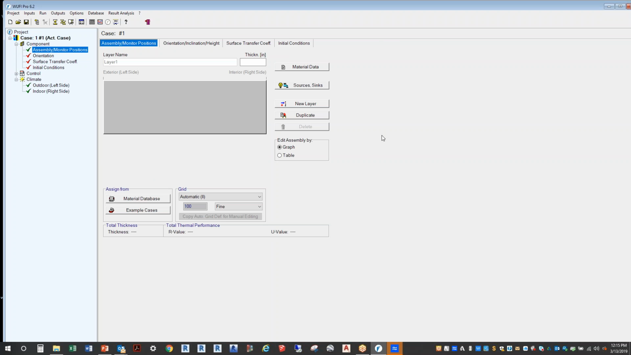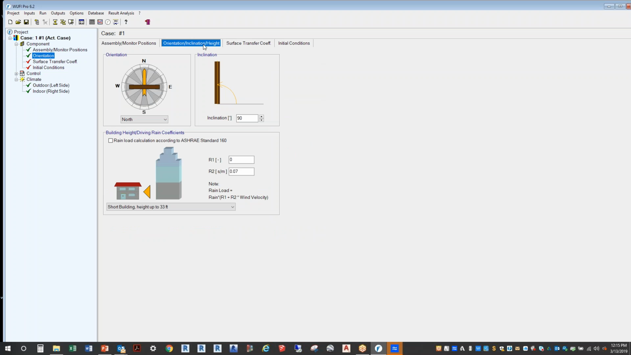Next is the component. So this is where you input the data on your wall or your roof or whatever the assembly is that you're testing. On the left-hand side it says exterior, and the interior is the right-hand side. Before we build the assembly, let's look at the other tabs. So orientation, inclination, and height.